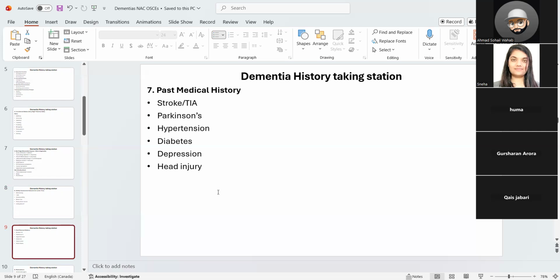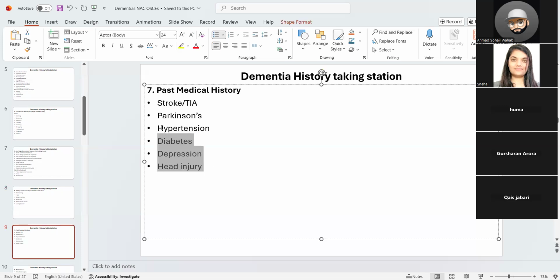Now, in dementia, make sure you're asking about past medical history, like every other station. But in dementia, we have to include these things: any history of strokes or TIAs, any features or history of Parkinson's disease, or ever being diagnosed with Parkinson's disease, hypertension, diabetes, depression, head injury. These are the six things that you have to cover for a patient presenting with memory concerns.